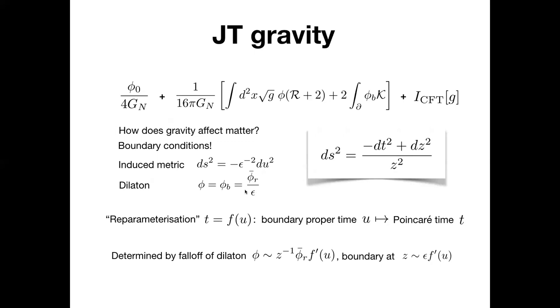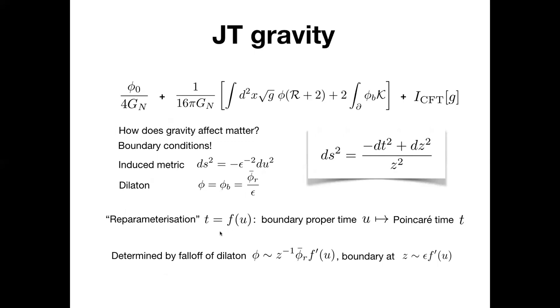So this u is the proper time in the boundary metric, and that doesn't necessarily match onto this Poincaré time t. The important thing that's going to determine this cutoff surface is what I call the reparameterization, which gives the coordinate Poincaré time in these coordinates as a function of the proper time u on the boundary, which is the real clock that's ticking on the boundary. And this is exactly where this boundary is, and the reparameterization is determined by the profile of the dilaton, by this boundary condition on the cutoff surface. And again, you can plug this in and check that this gives you the correct induced metric on the boundary.